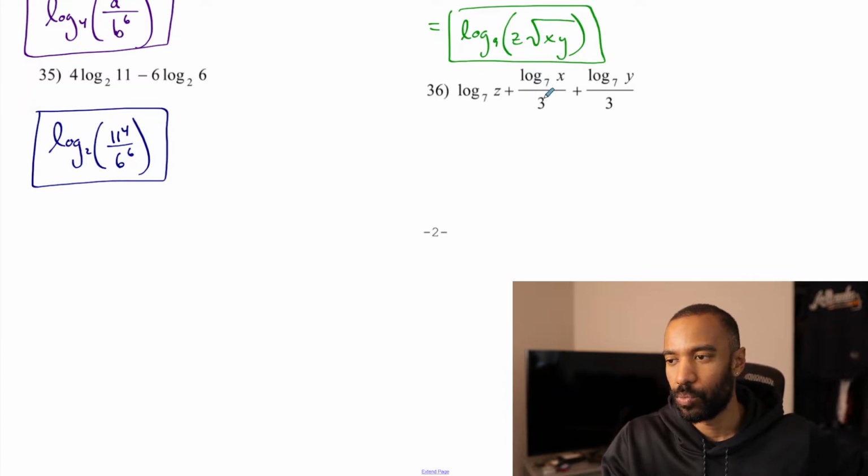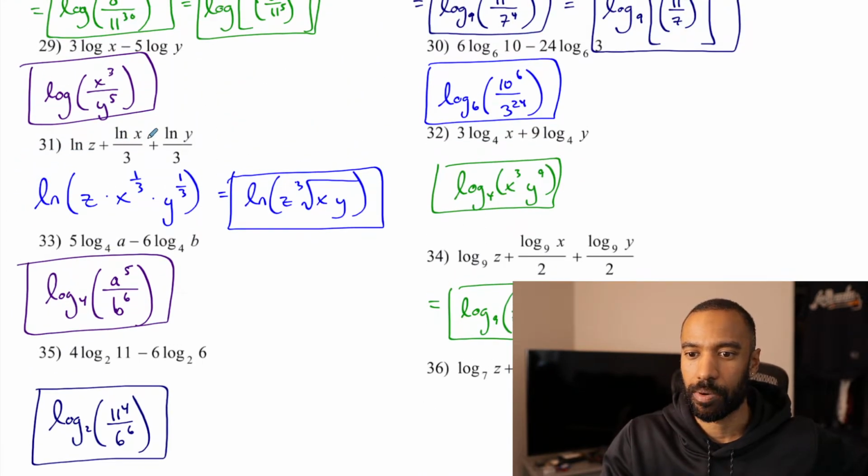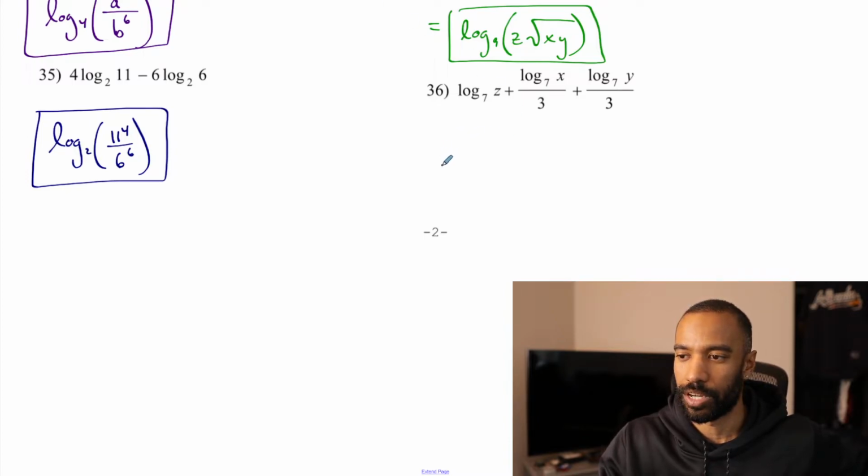And last one, we know that dividing by 3 here will ultimately mean the cube root. Looks very similar to this problem here, only it's a log base 7 instead of a natural log. So here this will be log base 7 of z. It's even a product still, times the cube root of x.